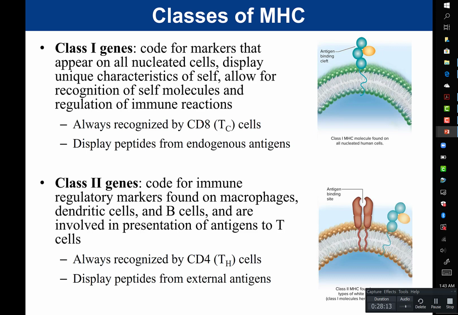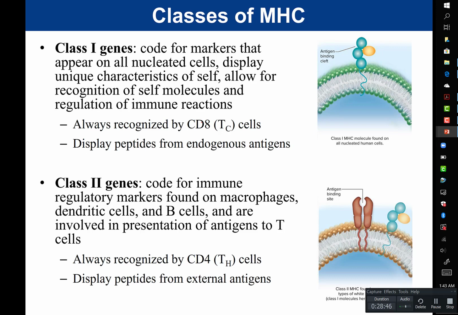I'm not infected. And so these MHC2 are recognized by CD4, and CD4 is found on T helper cells. T helper cells, you're going to learn in a little bit, are the commander of the army. When the T helper cell becomes activated, it's going to send out what are called cytokines. These are those chemicals that are going to initiate an immune response.